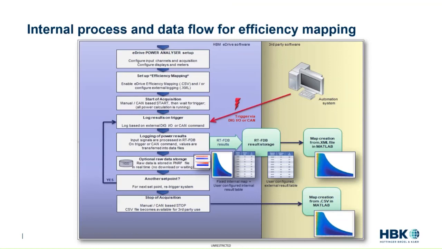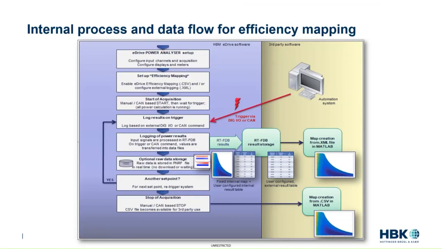Then your dyno or automation system can send a start command as a TTL, CAN, or API RPC command. Then the system waits for the trigger. Where you see that red line from your automation system, you can have your dyno set the electric drive system to a specific torque or speed. So you may start with a particular torque and speed, and then you send a trigger to the power analyzer, which can be done via TTL, digital I/O, or CAN or API command.